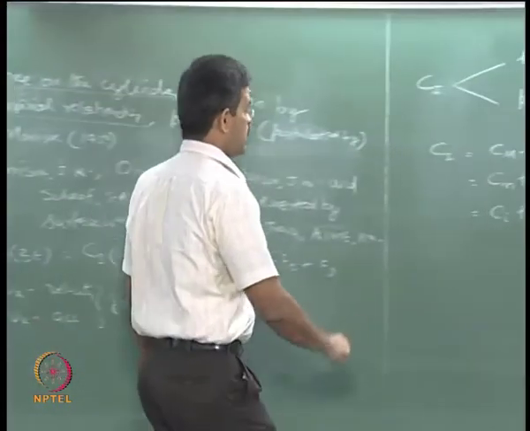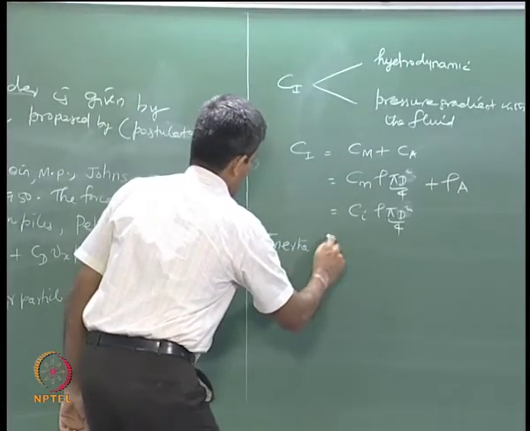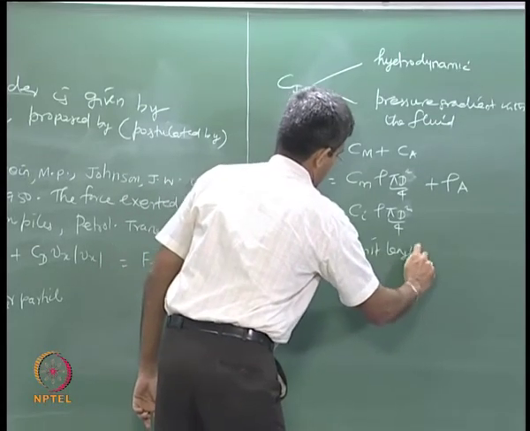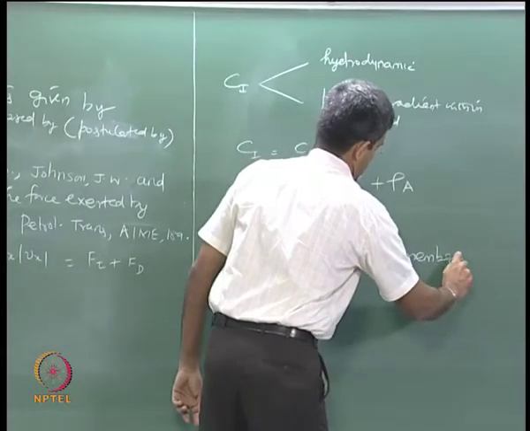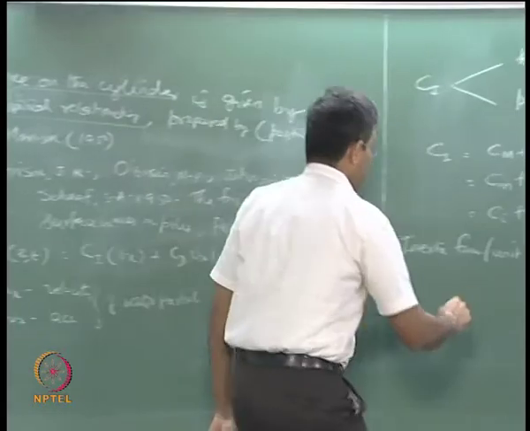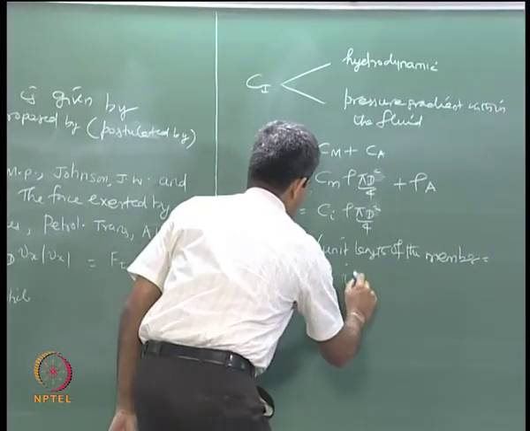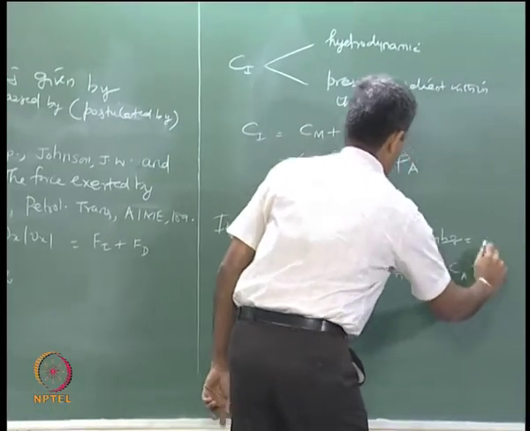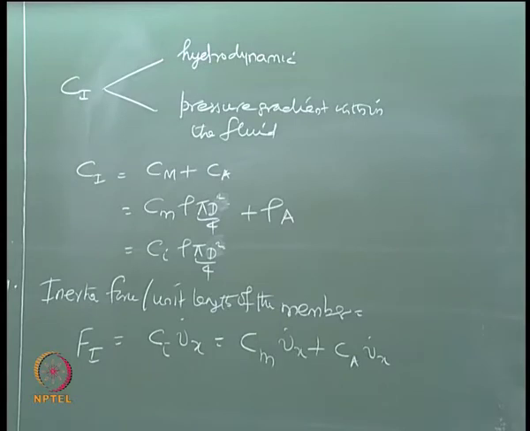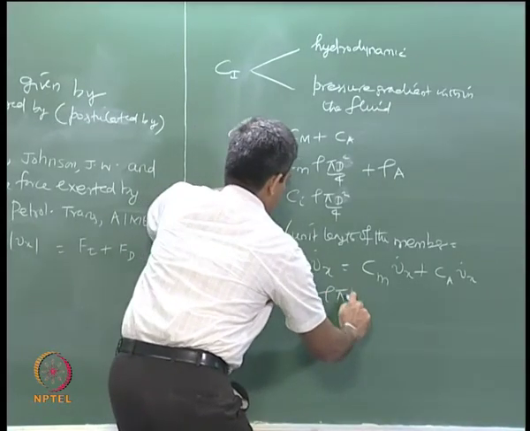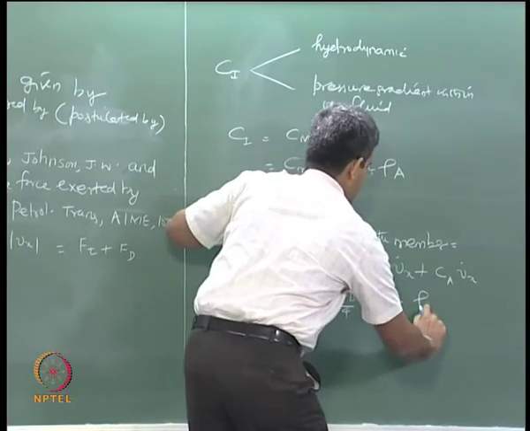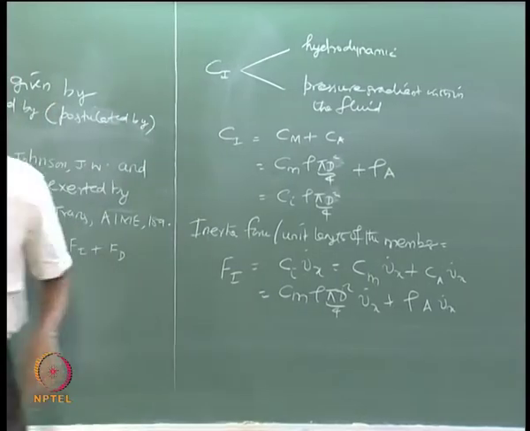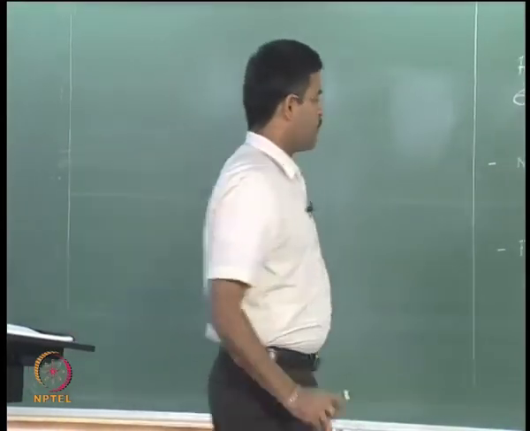Hence, the inertia force per unit length of the member can be given by Ci inertia force alone, which is Cm plus Ca and so on, which can be further expanded with this, which can be Cm pi D square by 4 of Vx plus rho A Vx dot. We look at the drag coefficient, there is a problem here.